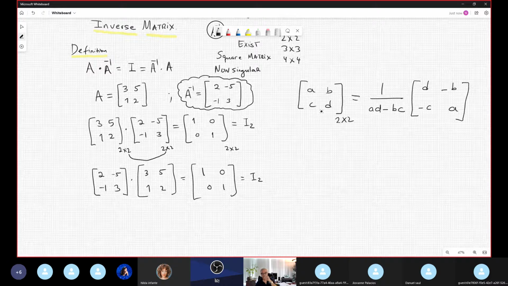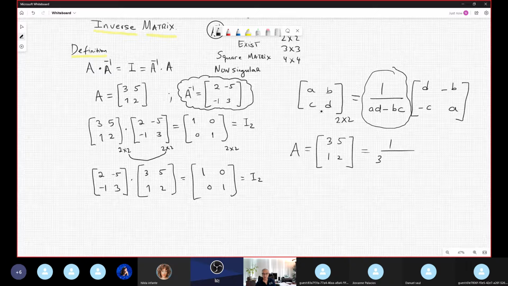I want to explain the easy way to remember this formula. First of all, you compute this scalar. In our specific example, we get 3, 5, 1 and 2. You multiply: 1 over A is 3, multiplication by D gets 2, minus B gets 5, multiplication by C gets 1. So 1 over 6 minus 5 is 1, and the answer is 1. That is the reason in our example this factor is invisible.